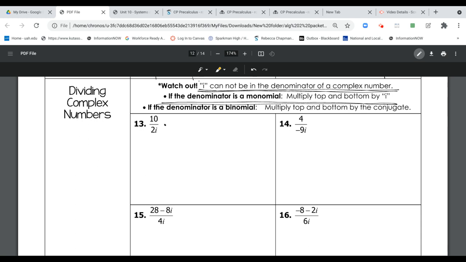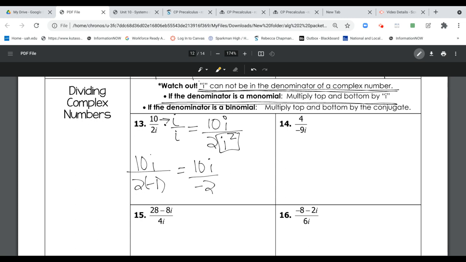So if I take this fraction and I multiply the top by i and the bottom by i, that gives me 10i on top of 2i squared. Well, as we've seen in some of the previous examples, every i squared turns into a negative 1. So that eliminates the i in the denominator. So multiplying the top and the bottom by just i eliminates the i in the denominator. You cannot have i in the denominator of a fraction. Now, the last thing we can do is we can look at the number. 10 divided by negative 2 reduces to negative 5. So this answer would reduce to negative 5i.